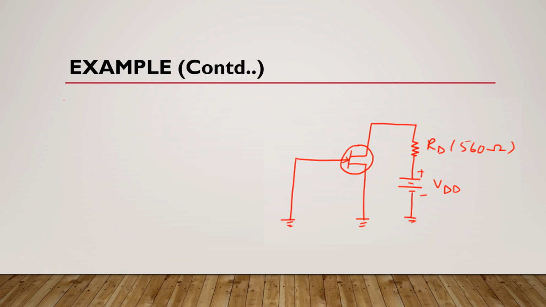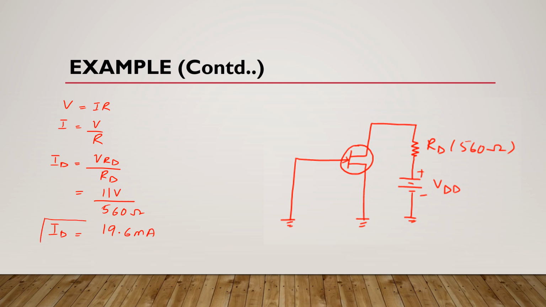Now from Ohm's law we know that V is equal to IR. It means I is equal to V upon R. Here drain current is equal to VRD divided by RD. Now here VRD is 11 volts and RD is 560 ohms. After solving this, you will get the value of drain current, which is 19.6 milliamperes. Okay, so this is the value of drain current when VDD is 15 volts.